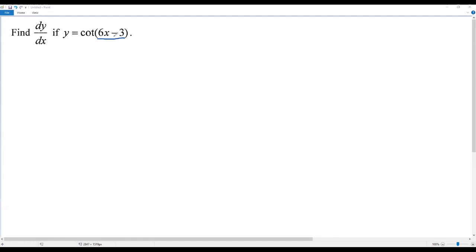In the place of 6x minus 3, if I had a single variable, I could find its derivative easily. So let me write the derivative of cotangent of x. The derivative of cotangent of x is equal to negative cosecant squared x. Here we just have x, but in the place of x we have an expression. So how do we get the derivative for this function? For that we have to use the chain rule.